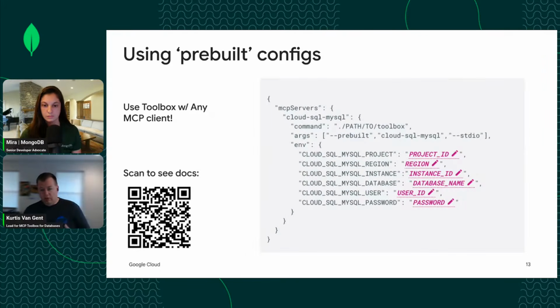Here's an example of what a pre-built config looks like. If you want to use Toolbox out of the box without doing any configuration, you can essentially specify a pre-built configuration, which comes with a bunch of tools for you. All you have to do is specify some environment variables that tell it how you want to connect. This example here is for Cloud SQL for MySQL. You can specify a project ID, region, instance. You can either use IAM authentication or you can specify a username and password. This will bring Toolbox up. It'll have a handful of tools that are familiar for developer assistance, and then you can get started using it.